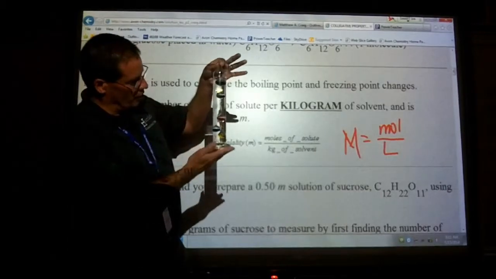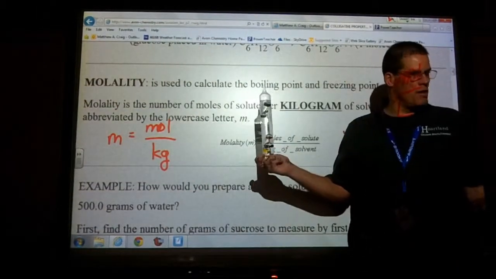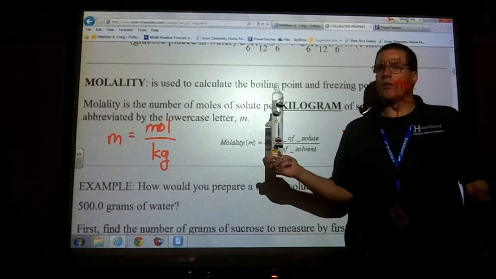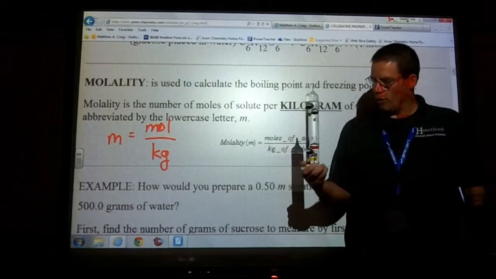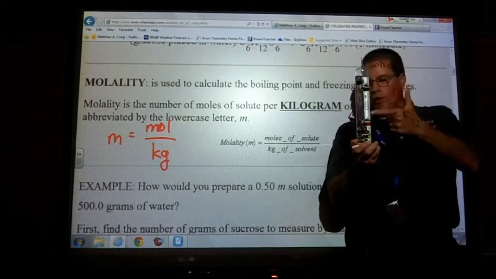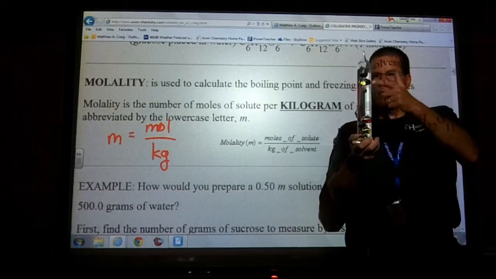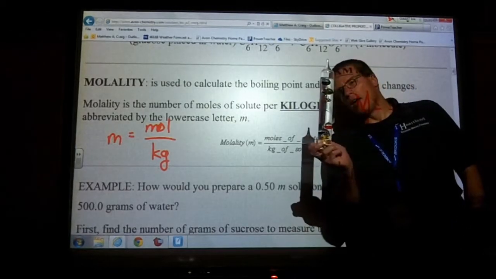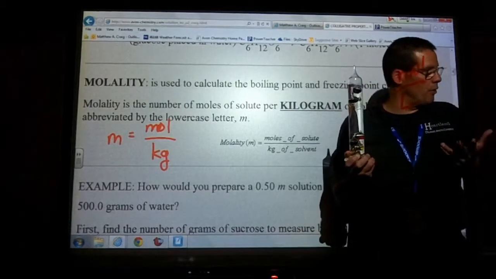Anybody know what this thing is? It's a thermometer. Anybody know the actual name? It's a Galilean thermometer. And Galileo is actually given credit for this type of thermometer. And what we have here is just water. And inside of here there are little bulbs with different liquids in there. And there's a certain amount of a liquid in each of those.